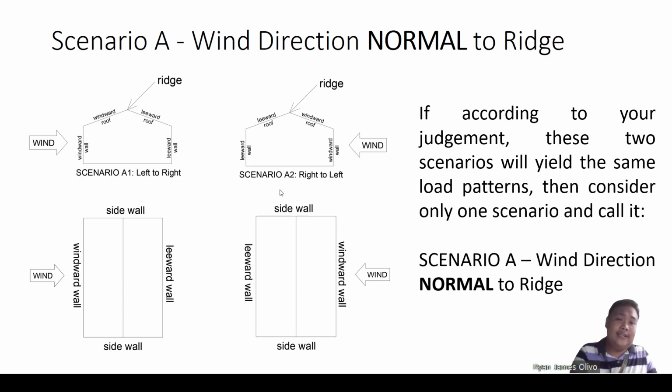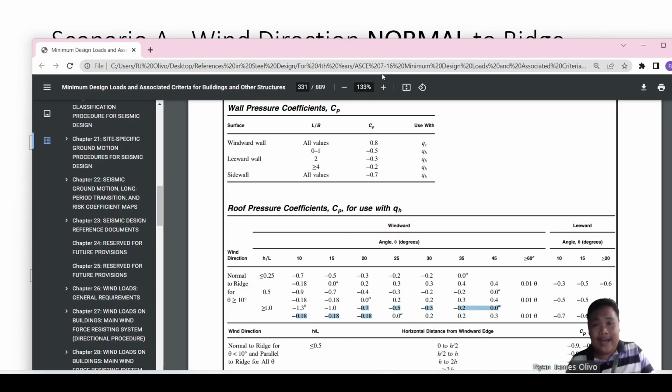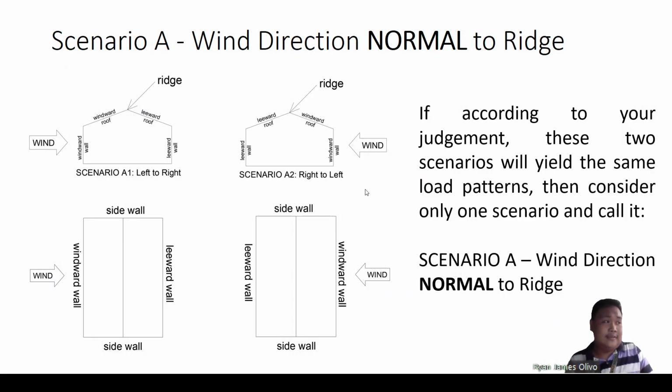So if we consider only one, then the load cases we have is four, because we have two scenarios, that is negative 0.7 and negative 0.18 for the windward roof, and we don't need to change our windward, leeward, sidewall, etc. coefficients. Only the windward roof, negative 0.7 and negative 0.18, as you can see here. And why does it become 4? Because since we have two cases, we also have two cases each for internal pressure, that is positive GCpi and negative GCpi. So anyway, this is the answer.